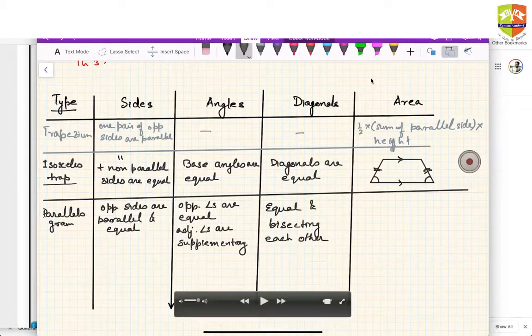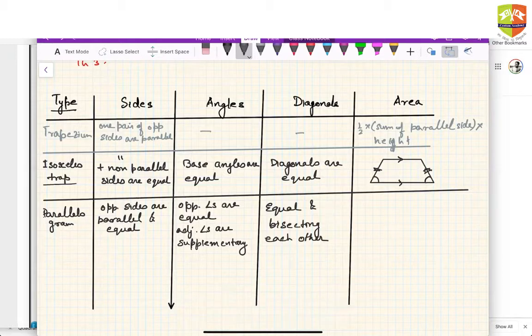What is the question, sir? In trapezium, adjacent angles add up to 180 degrees. Yes, what Shradul is trying to say is this angle plus this angle is 180 degrees. Yep, adjacent angles, but not all adjacent angles. Two pairs of adjacent angles are supplementary. Yes, you can say that.